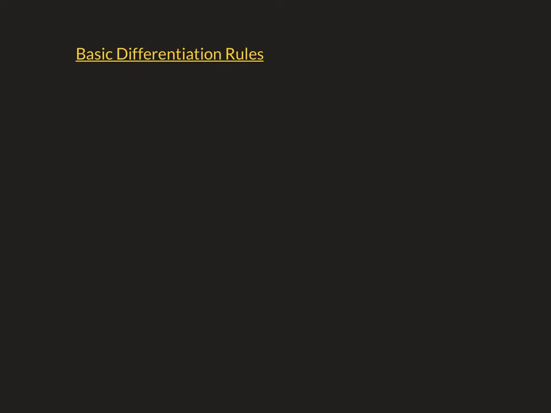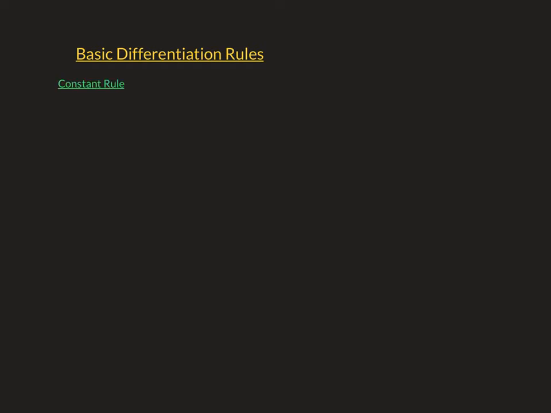Before now, you've been doing derivatives using the formal definition, which involves limits, and it's pretty long. So now I'm going to teach you some rules that will make them go a lot faster. Our first rule is called the constant rule.